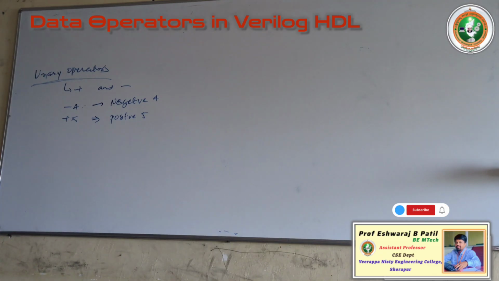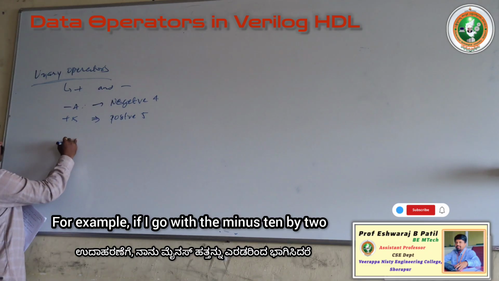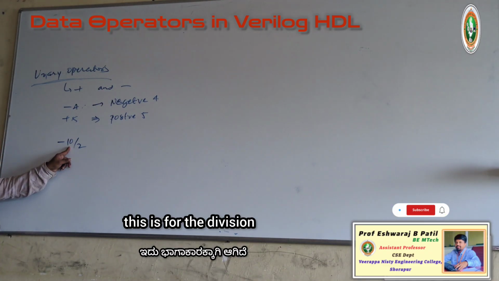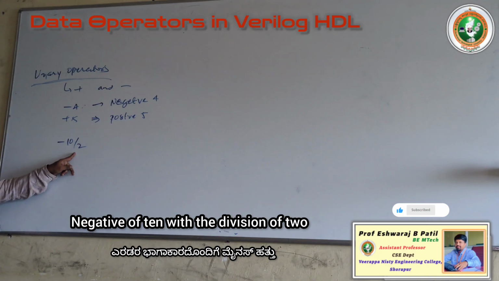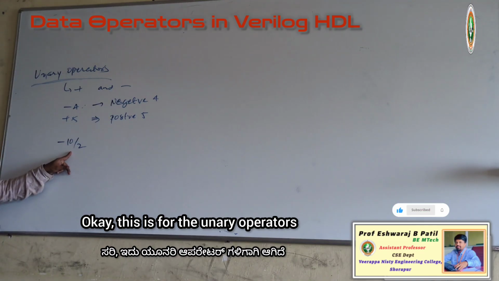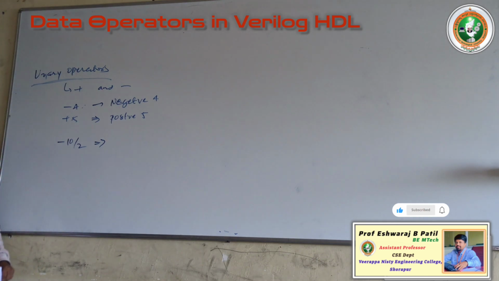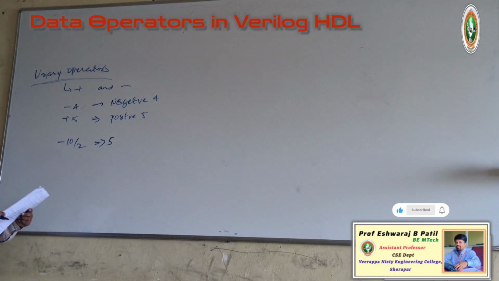That is nothing but that we can apply this positive and negative sign to all the types of operators also. For example, if I go with minus 10 by 2, what is this? This is for the division. This is for the negative of 10 with the division of 2. This is for the unary operator. Evaluated to how much? What is the value of this one? Minus 5.